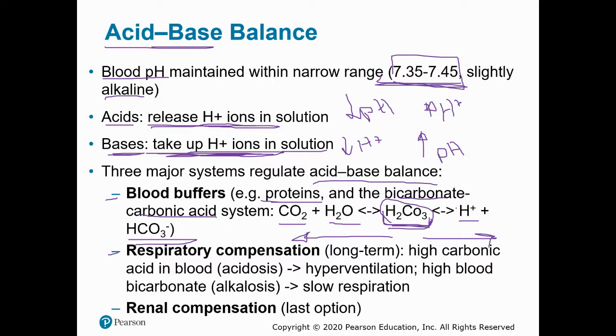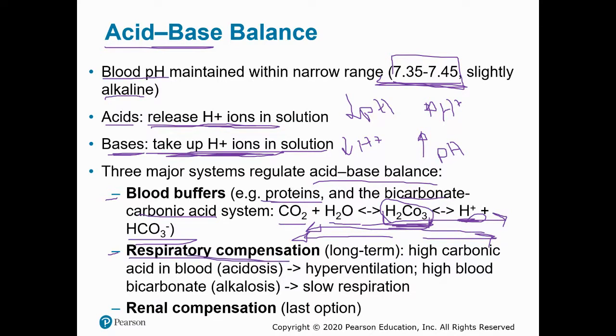So generally, if we have a really acidic environment in the blood for whatever reason, this reaction is going to flow in this direction and decrease the amount of hydrogen ions in the blood. Similarly, if the blood is too basic, this reaction is going to flow in this direction and increase the amount of hydrogen ions in the blood. So blood buffers are one system of regulating acid-base balance.